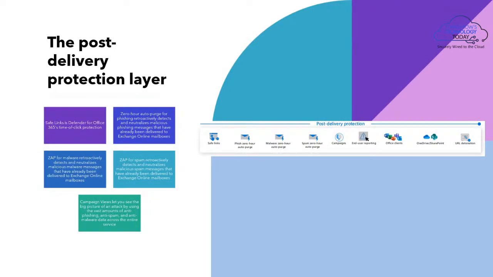And then there's the post-delivery protection layer. The last layer in the protection stack is this post-delivery protection. This persistent layer manages how users interact with files and links, not just in their mailboxes, but across other collaborative tools like Microsoft Teams. So this is where Teams and SharePoint come into play with all the different sharing. Again, this is going to be your safe links, your zero-hour auto purge for malware and spam, and then also your campaign views. That lets you see the bigger picture of an attack by using the vast amounts of anti-phishing, anti-spam, and anti-malware data across the entire service.